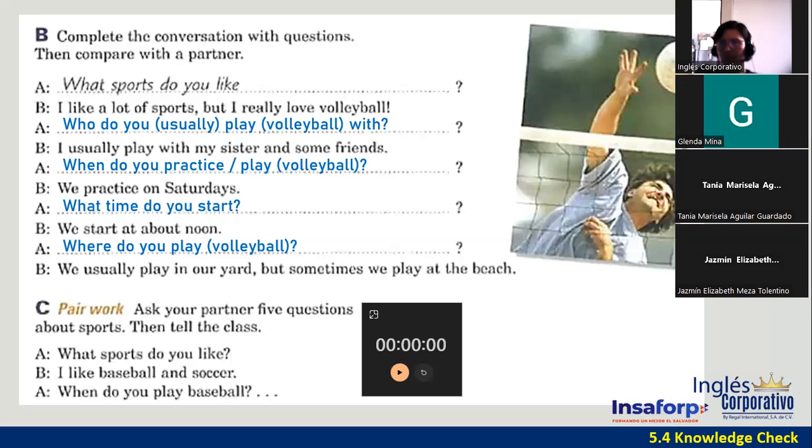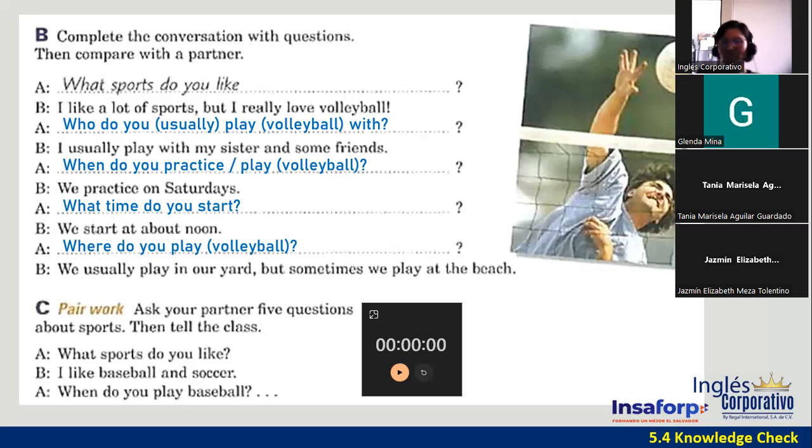Who do you play with? I usually play with my sister and some friends. When do you practice volleyball? We practice on Saturday. What time do you start? We start at about noon. Where do you play volleyball? We usually play in our yard, but sometimes we play on the beach.